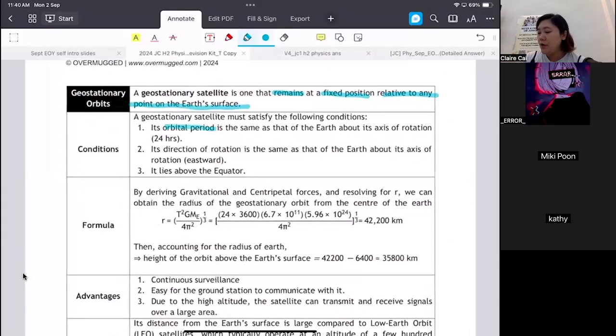So the orbit period must be the same. The direction of orbit must also be the same. And the last thing, very importantly, it must also lie above the equator.